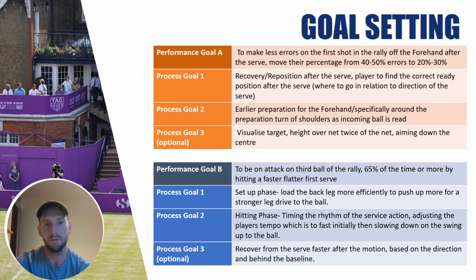And lastly, we want her to know that her intentions are really clear tactically. So she's going to try and see if she can visualize the target that is twice the height of the net and aiming down the center of the court to try and keep the rally neutral after a neutralizing return.